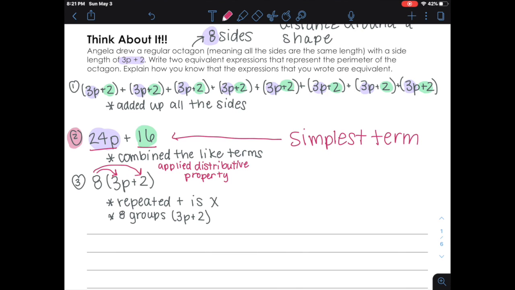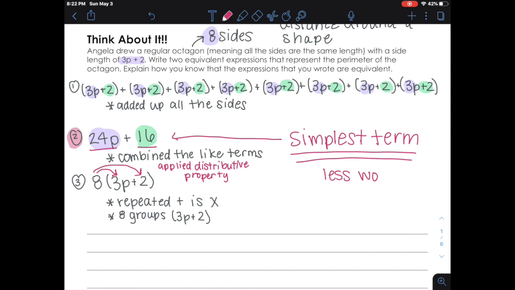So the simplest term is this one. And that's because we can't simplify it anymore. We cannot combine 24p and 16 because those are not like terms. I can't apply any other number property like the commutative property or associative property to make this any easier. So that's how we know this is the simplest form or simplest term.